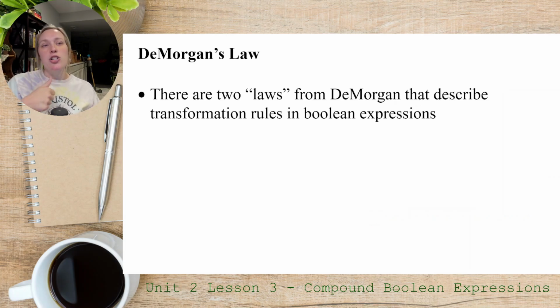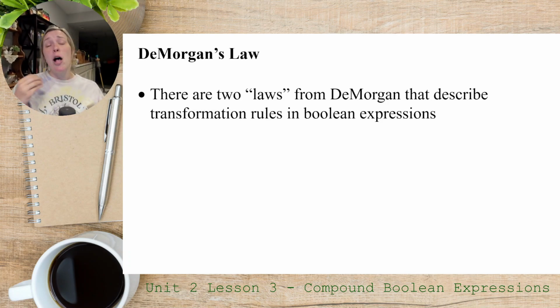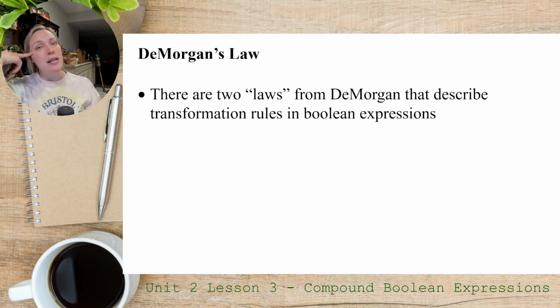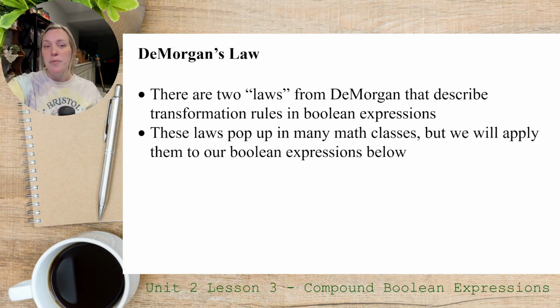The next thing, shifting gears a little bit, is DeMorgan's law. So there's two quote unquote laws. They're more just kind of properties that help us evaluate complicated Boolean expressions. So you've got to know them for the course, but knowing them is also going to help you evaluate longer Boolean expressions, okay?